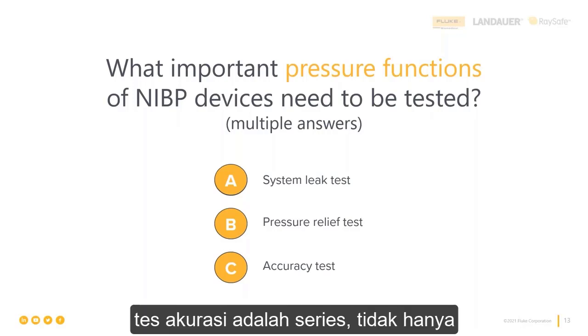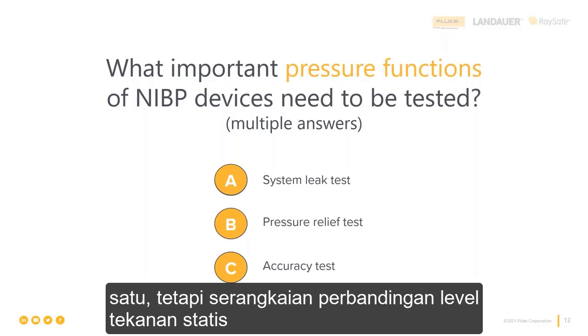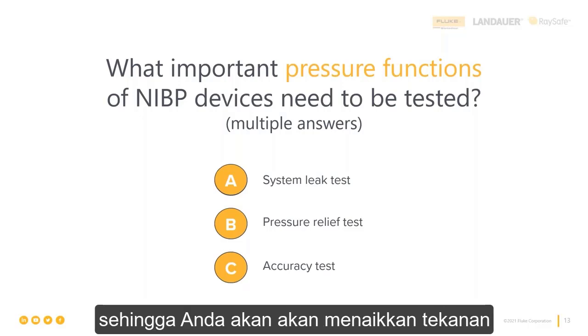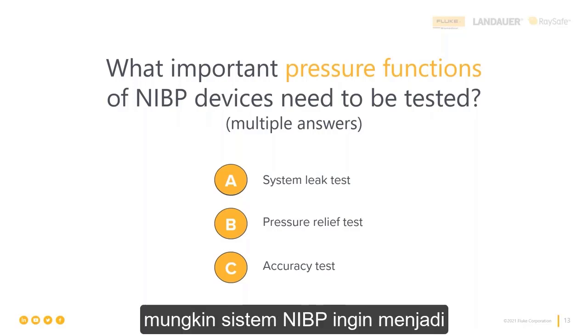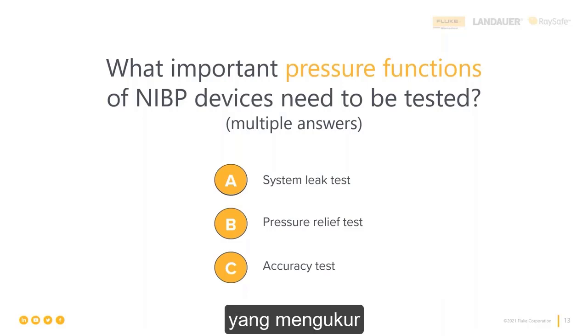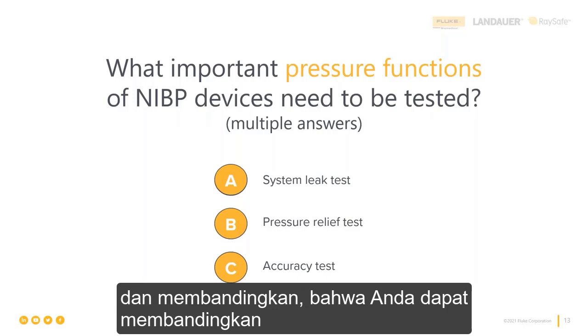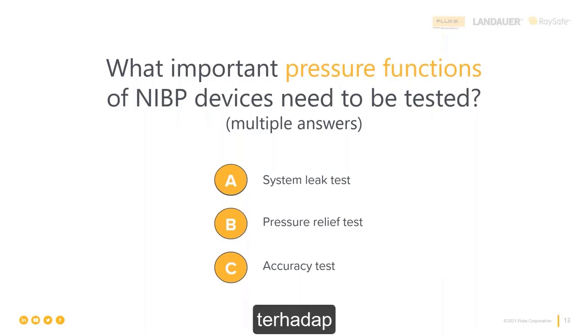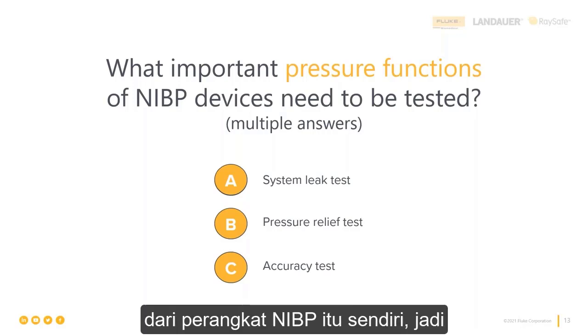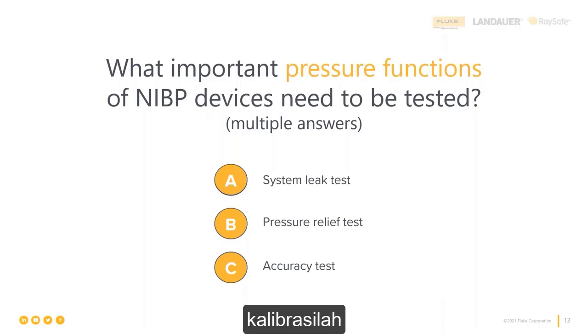The accuracy test is a series, not just one, but a series of static pressure level comparisons. So you'll pressurize the system. Probably the NIBP system wants to be the source of the pressure, and that's fine. That means that your test instrument is a digital pressure meter that's measuring and comparing, that you can compare your NIBP display against for these static pressure levels. Your test instrument is always going to be more accurate than the patient monitor, than the NIBP device itself. So trust your test instrument and keep it in calibration.